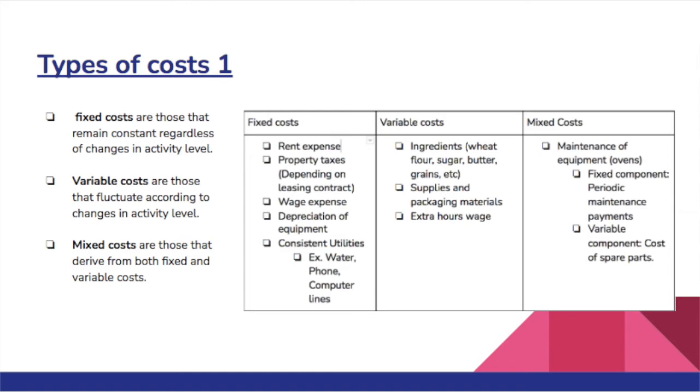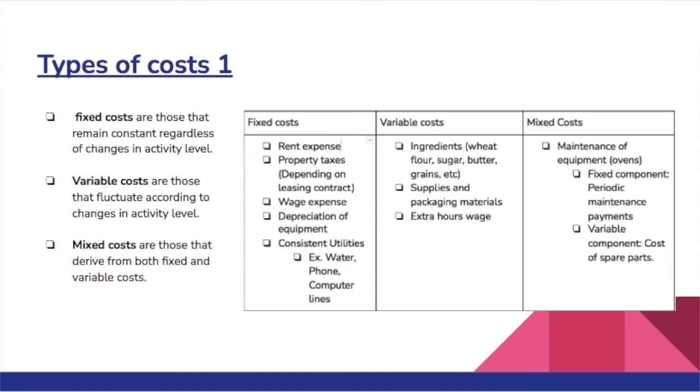Some major fixed costs that we can find in a bakery are, for example, the rent expense, the property taxes. This example in particular depends on the leasing contract. We can also consider the wage expenses, the depreciation of equipment, as this has a linear depreciation over time, and also other consistent utilities such as water, phones, or computer lines.